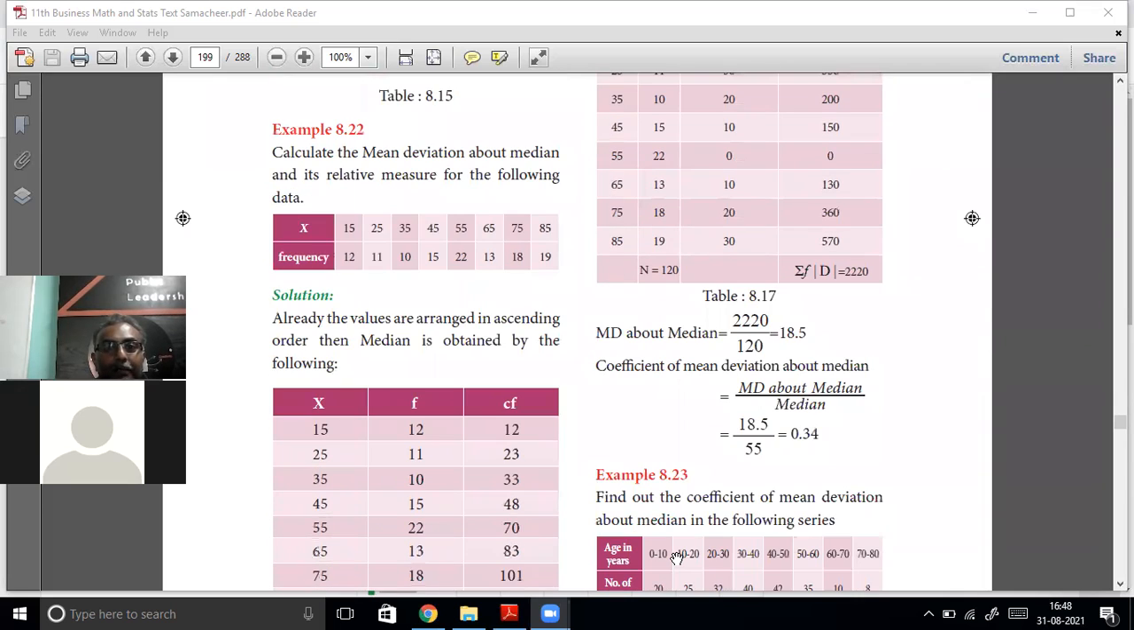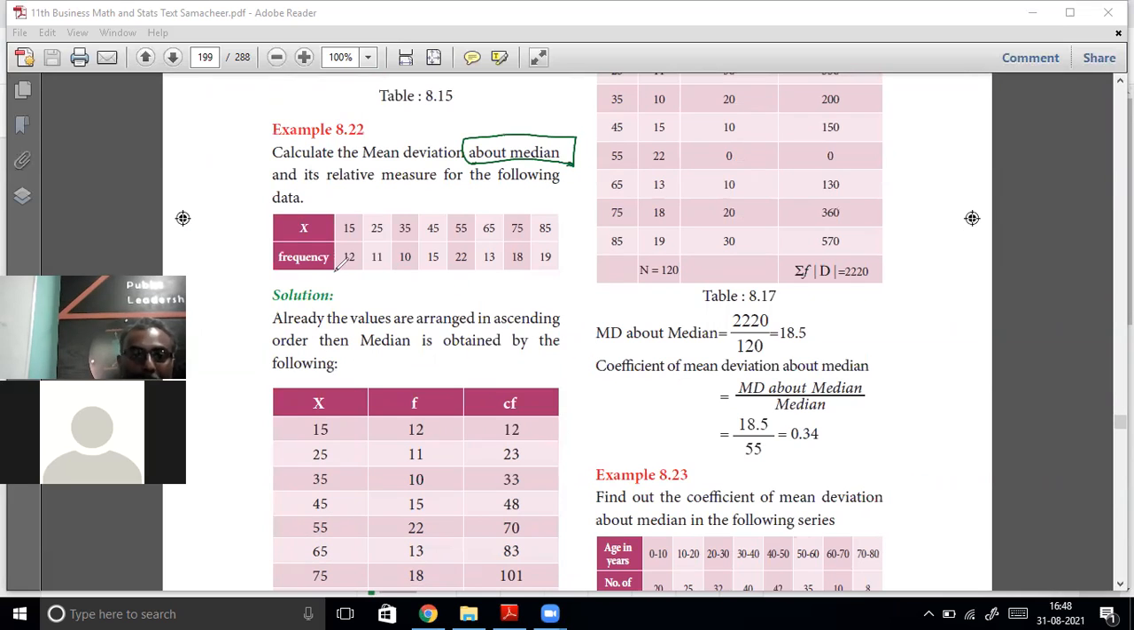Let us take example 8.22. This is mean deviation about median. So far, mean deviation about mean you have done, and mean deviation about median also, but only for raw data. Now you are going to get frequency based data.